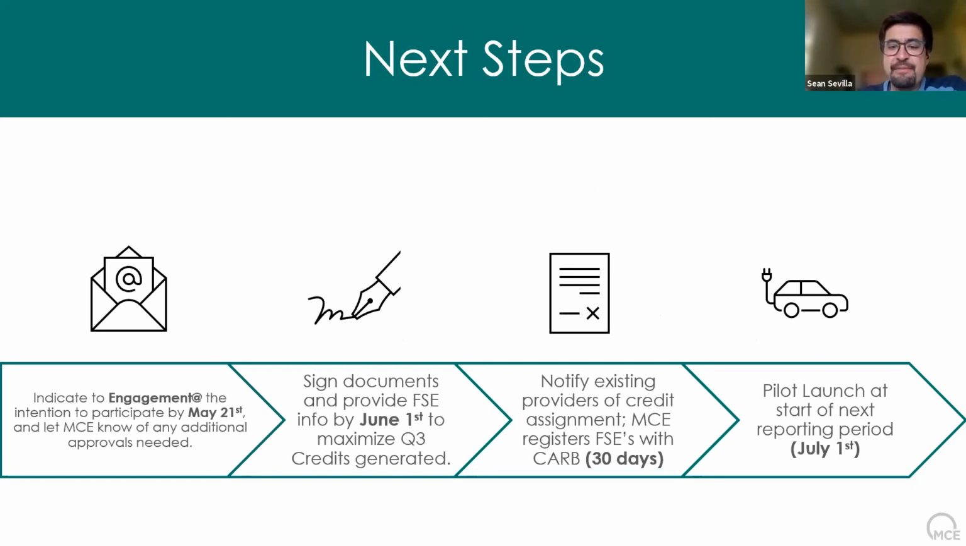When you sign those agreements, you will also need to notify your existing provider of credit assignment, as there is generally a 30-day clock between when you notify your existing provider and when you can assign those credits to another party. And then, of course, the pilot launch will start at the next reporting period, starting July 1st of 2021.